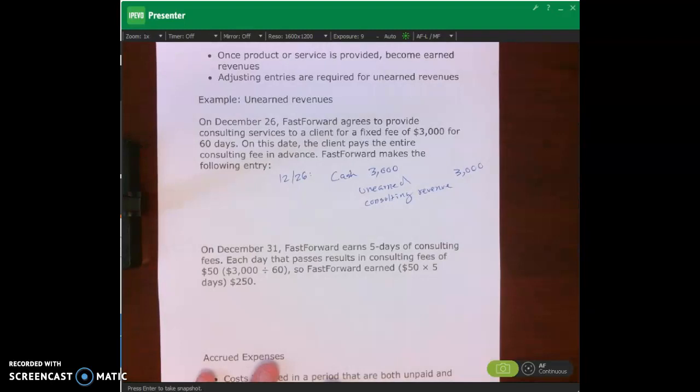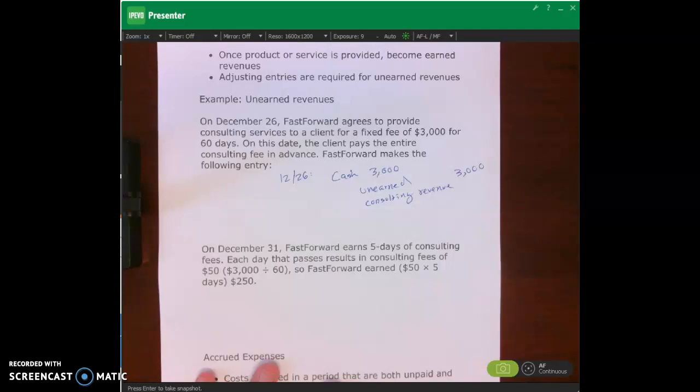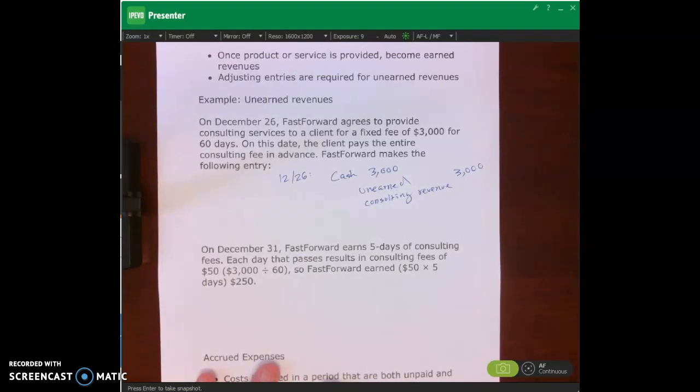Now, why do I credit unearned consulting revenue? Because it's a liability. My liabilities are going up. How do I recognize that my liabilities are going up? With a credit. Why? Because of the accounting equation. The way to increase the right side of the accounting equation, liabilities and equity, is with a credit. There's no deeper philosophy here, folks. That's all it is. Liabilities are going up, and we recognize an increase in liability with a credit.